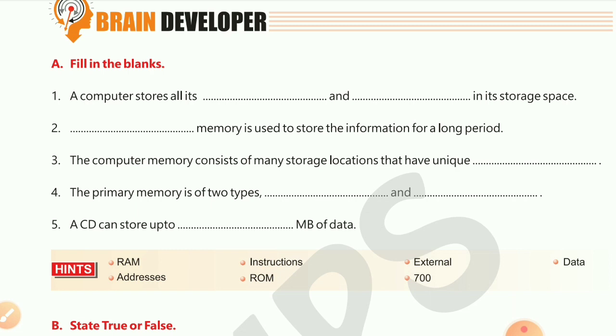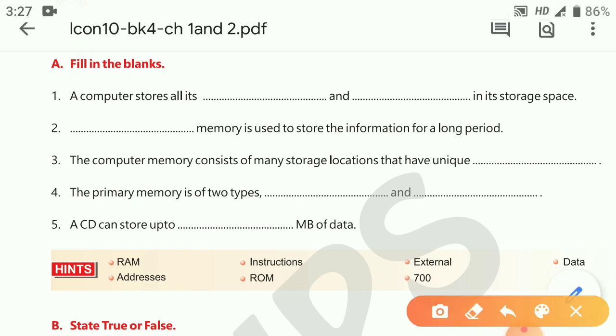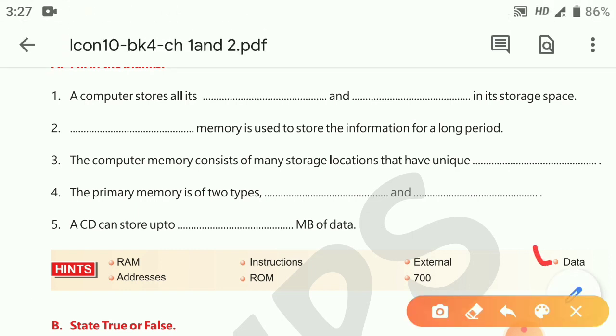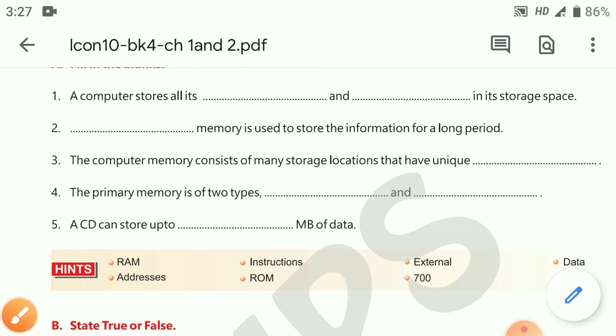Number 1. A computer stores all its dash and dash in its storage space. What does a computer store? Yes, data and instructions. Here two blanks are there. So in the first, write the answer data, and in the second, write the answer instructions. So the number 1 blanks answers are data and instructions. Write in a good handwriting.